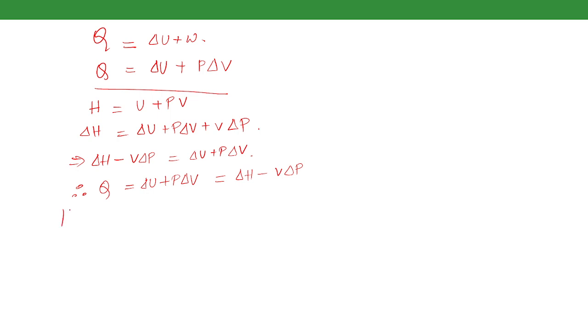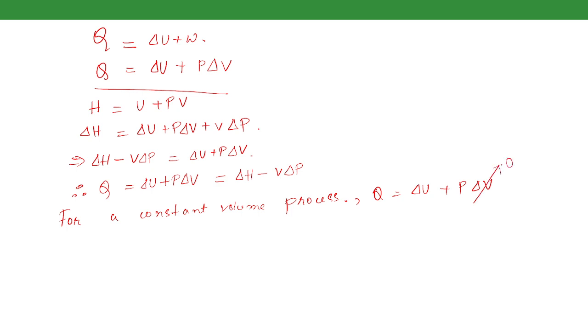Now if we consider it for a constant pressure process, sorry, let us start with a constant volume process. For a constant volume process, Q equals delta U plus P delta V, right? So this delta V for a constant volume process will be 0.